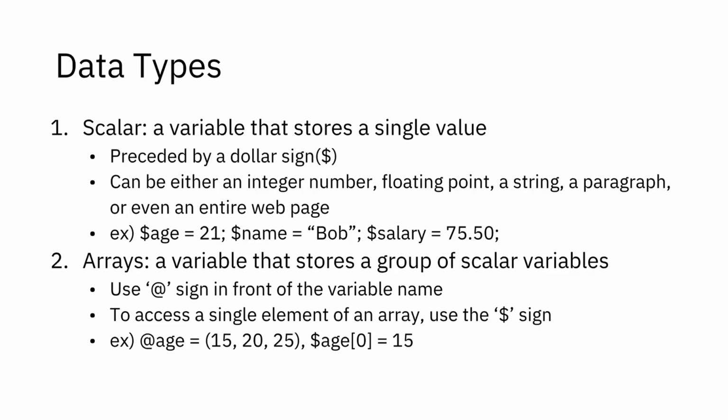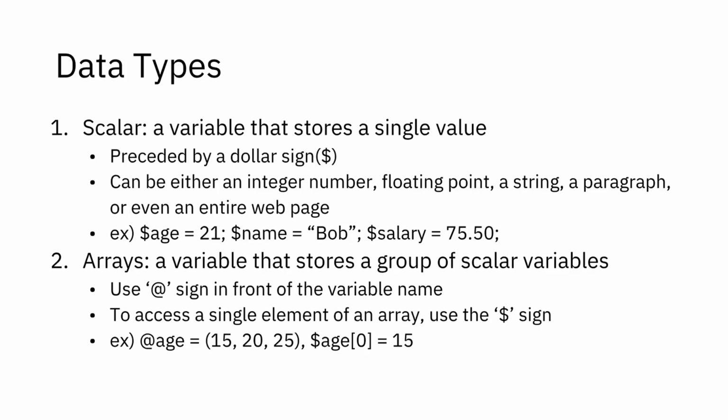So we're going to look at two data types. The first one is a scalar. A scalar is a variable that stores a single value. As you can see in the following examples, a scalar variable must be prefixed by a $ sign. And it can be any kind of data such as an integer number, floating point, a string, a paragraph, or even an entire web page.